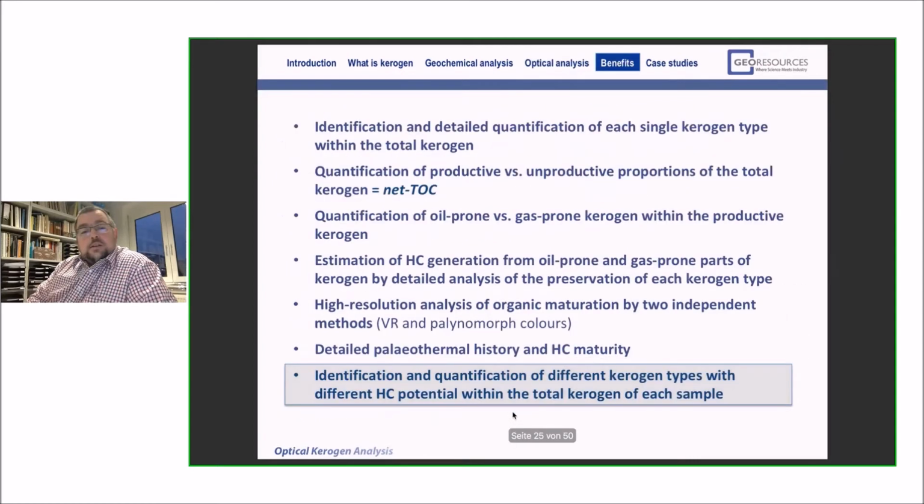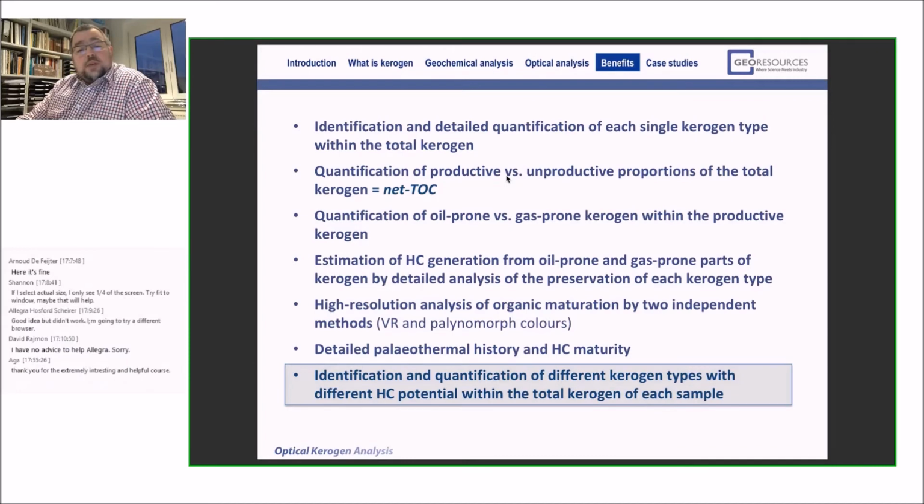So the benefits of all this, I just want to sum up what we have gone through so far. We can identify and quantify each single kerogen type within the total kerogen of each sample, which is a big step forward in detail of the kerogen composition. The quantification of the productive versus the unproductive proportions of the total kerogen leads us to the net TOC, which really gives us the real productive amount of carbon that we have in our systems.